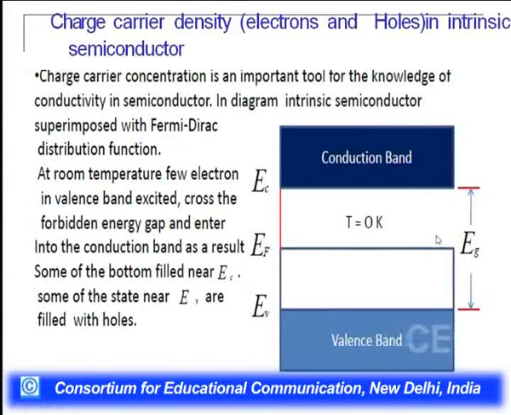At room temperature, electrons in the valence band are excited across the forbidden energy gap and enter into the conduction band. As a result, some of the states near EC, the bottom of the conduction band, are filled with electrons, and some of the states near EV are filled with holes, as the temperature changes.